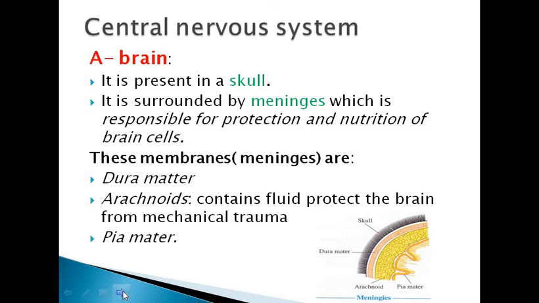These meninges are the dura mater, which is the membrane that lies against the skull bone, followed by the second layer, which is the arachnoid. The arachnoid is considered the largest layer because it contains fluid, and this fluid is very important to prevent trauma and concussion of the brain. This fluid is called cerebrospinal fluid because it is present in the brain and in the spinal cord. The third layer is called the pia mater, which is directly adhered to the brain surface.